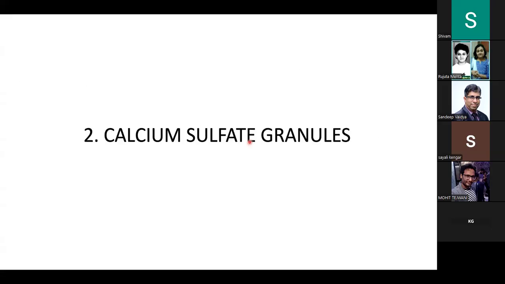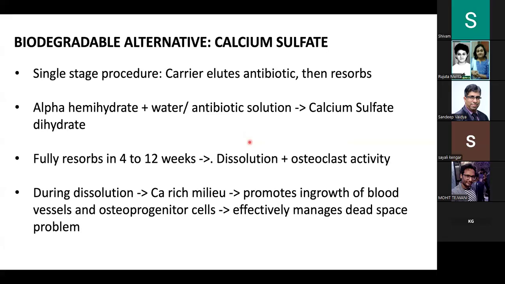Next, the other carrier is calcium sulfate granules, and you again are well aware, we have done quite a few cases over here. So this is a single stage procedure. The carrier elutes the antibiotic and then gets resolved within the body. It is biodegradable, right? So this is single stage. You don't need to go in again to remove calcium sulfate granules. And it fully resolves within 4 to 12 weeks by dissolution plus osteoclastic activity.